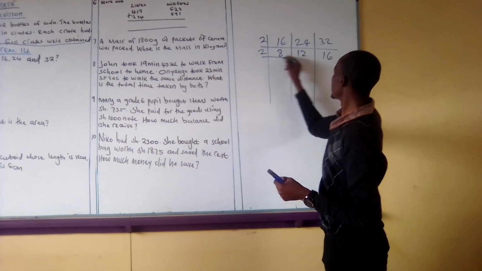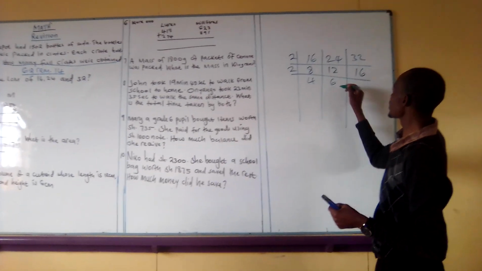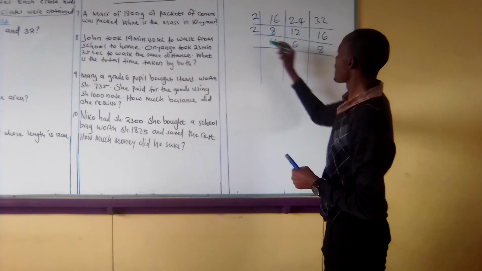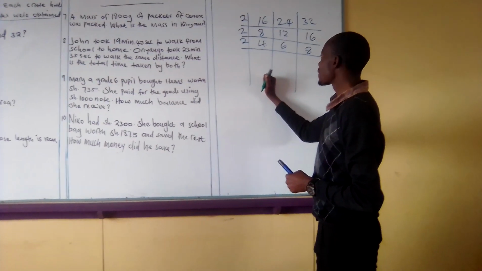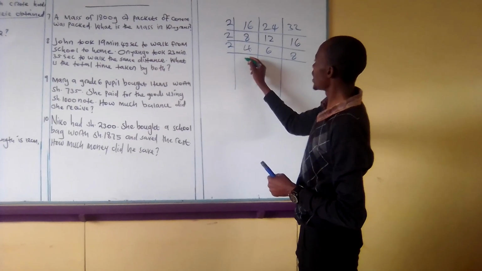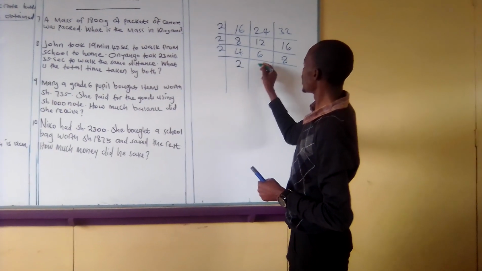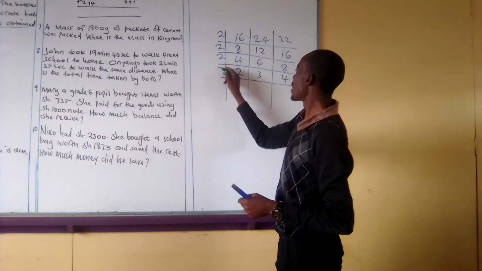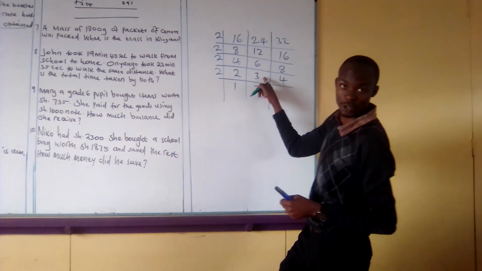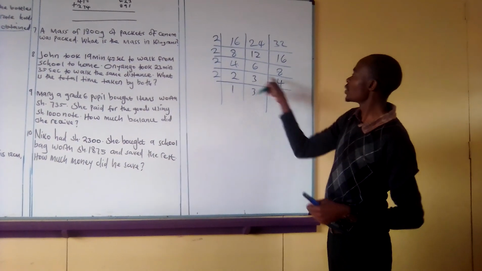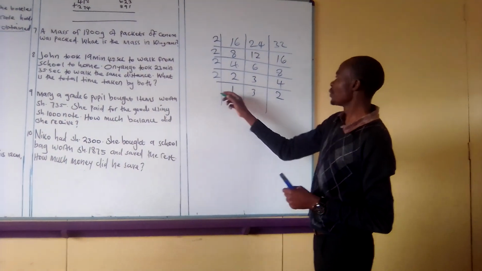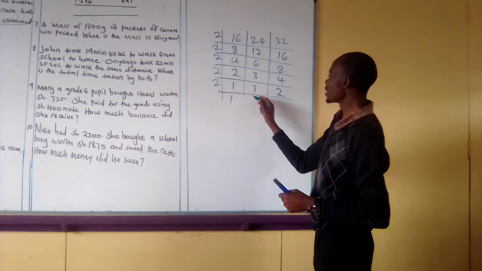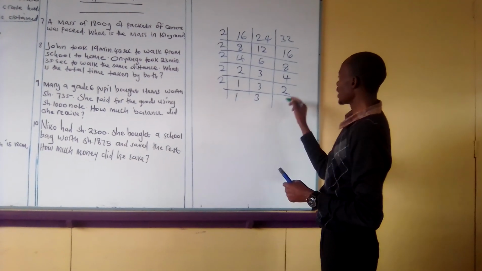We use 2 again. It goes here 4, here 6, here 8. We use 2 again. 2, 3, and then it goes here 4. Again we are using just 2. 2 goes here 1. We drop 3 because it cannot divide into 3. We drop it as it is. It goes into 4 how many times? 2. And then we use 2 again. We are done with this. We just drop 1. This one cannot divide. We drop it there. Then here 1.